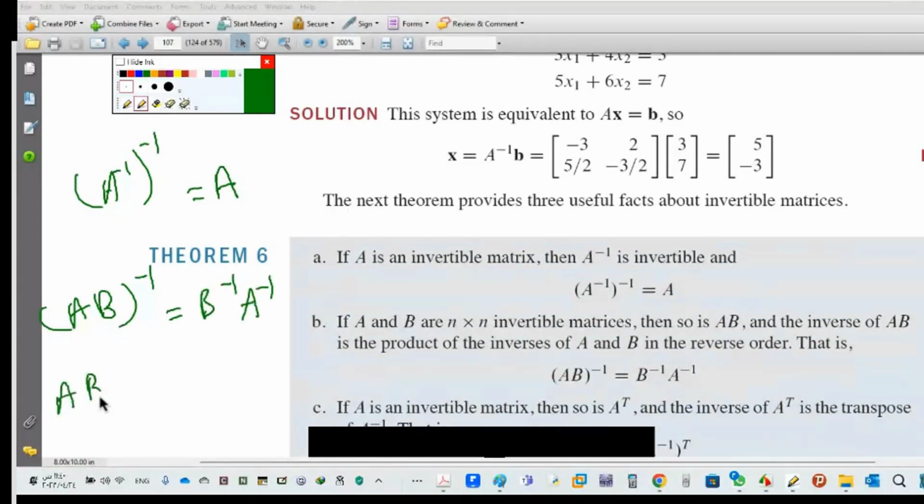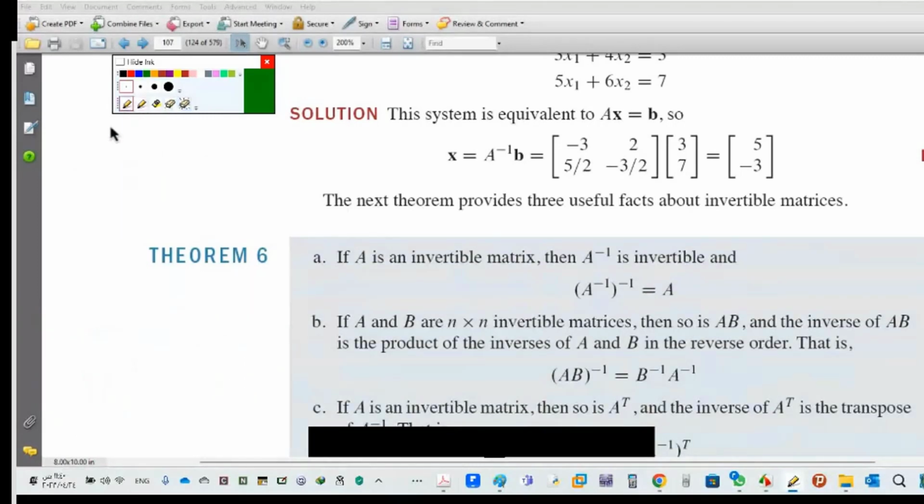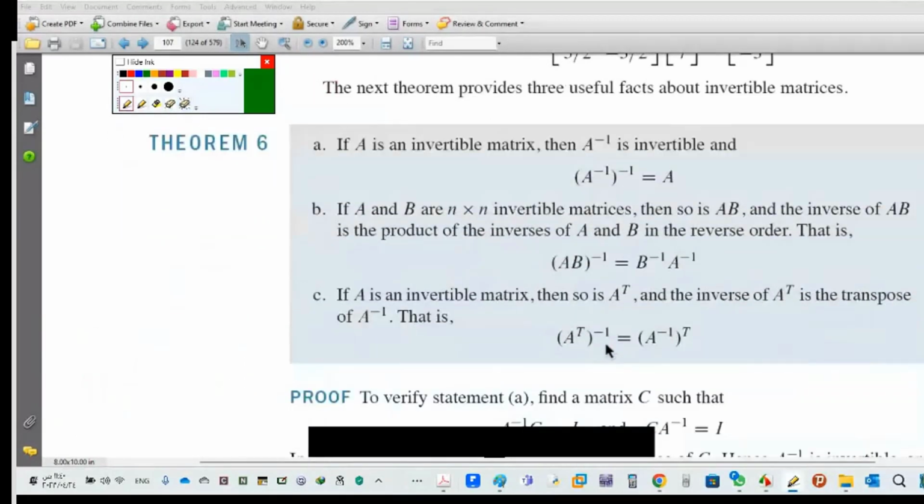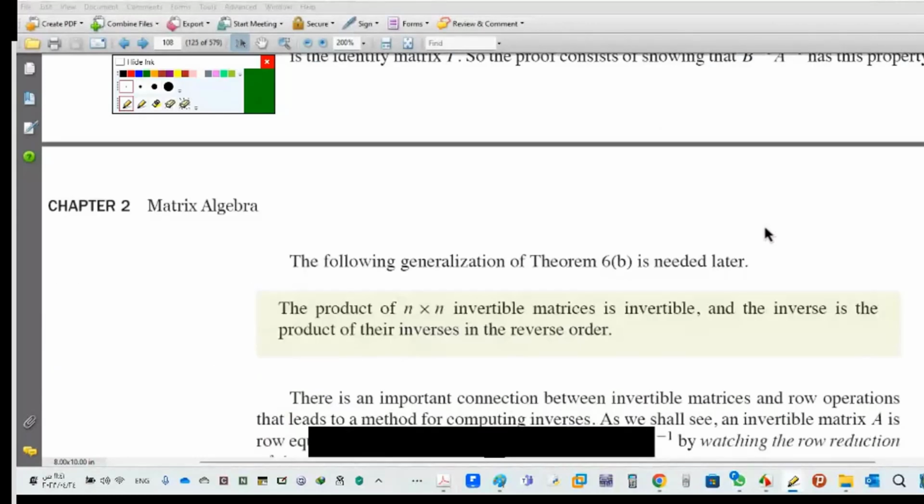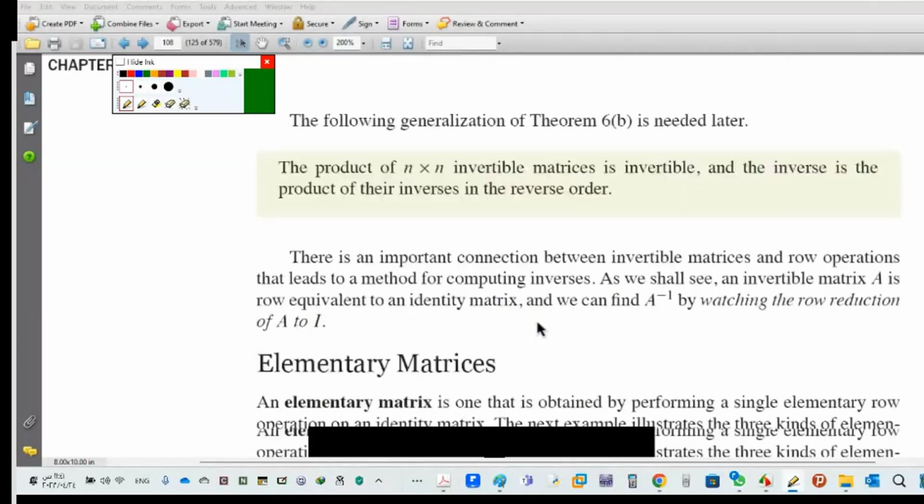If you remember, we said AB transpose is what? B transpose A transpose. Same thing. Now, the third property of the inverse is this one. A transpose minus 1 is A minus 1 transpose, so no change. Like if I change row with column, no change in the result. Same thing. The product of n by n invertible matrices is invertible, and the inverse of the product is the product of their inverses in reverse order. Okay, it's not so important.